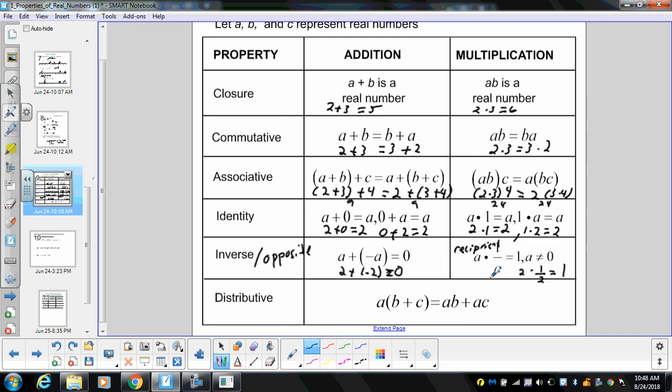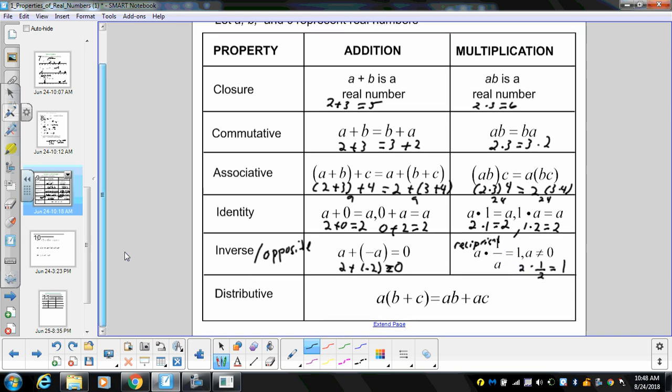that is undefined. The distributive property just means that if I have a value here, I can distribute it, and it should look like this. So A times B is AB plus A times C, which is AC. So that works out. Okay? So that's just explaining what all those properties are.